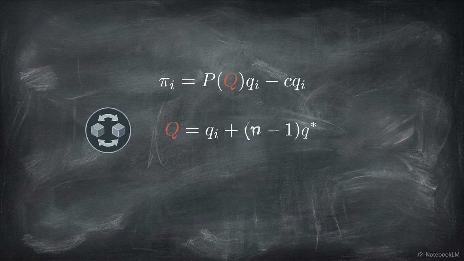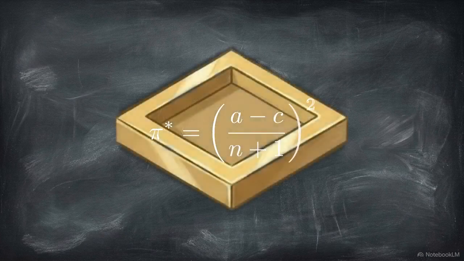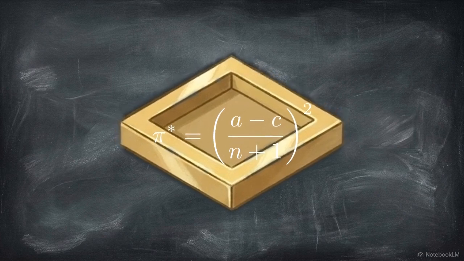We can simplify the equation by replacing the summation with n-1 times Q star. Solving this gives us our optimal quantity, Q star. Plugging that back into the original equation yields the individual profit equilibrium, the difference between A and C, divided by n plus 1, all squared.